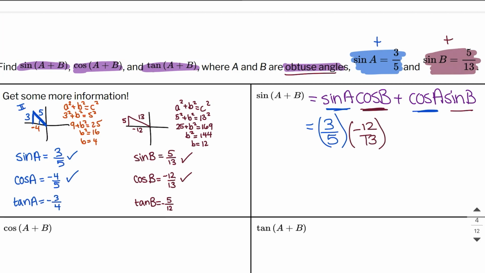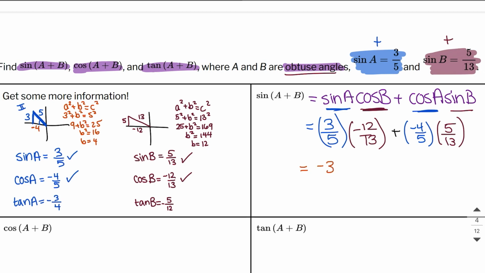And then I'm going to add the cosine of A, which is -4/5, and I'm going to multiply that by the sine of B, which is 5/13. And then all I have to do here is just simply evaluate. So I'm going to multiply across.